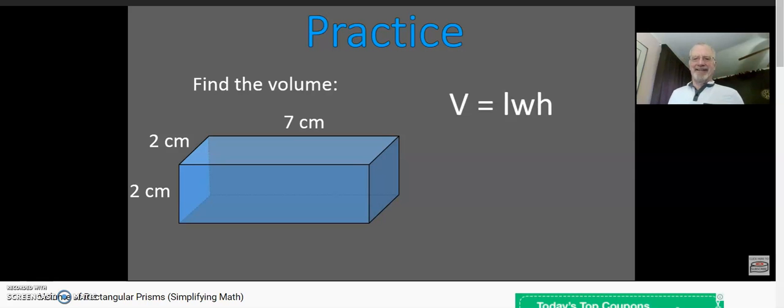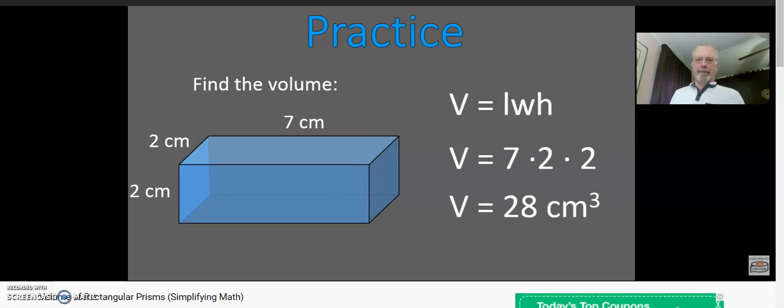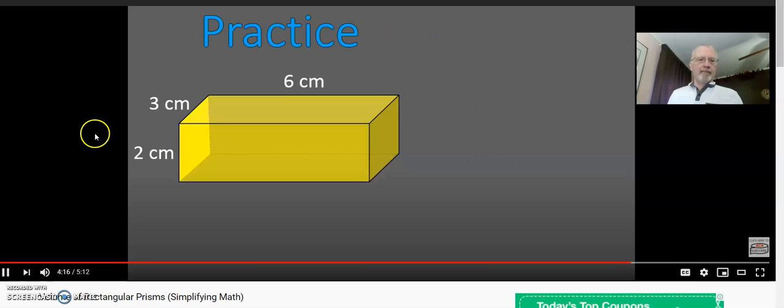All right, were you able to successfully multiply 7 times 2 times 2 and get 28 cubic centimeters? 7 times 2 is 14, 14 times 2 is 28. 28 cubic centimeters will be the volume of this rectangular prism. Let's try another one. Go ahead and calculate the volume. Okay, there you go. Another problem to do. Go ahead and type the answer into question answer chat.